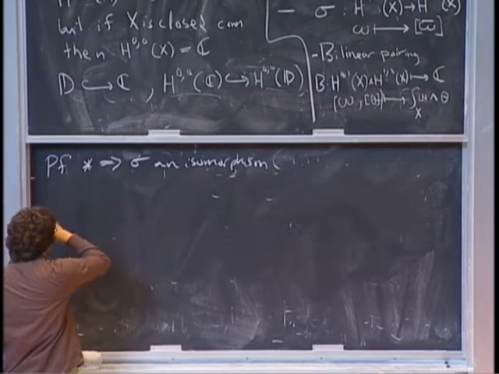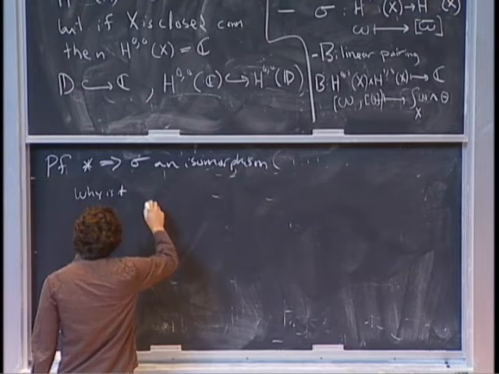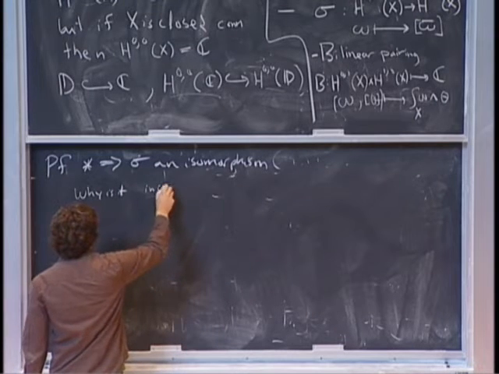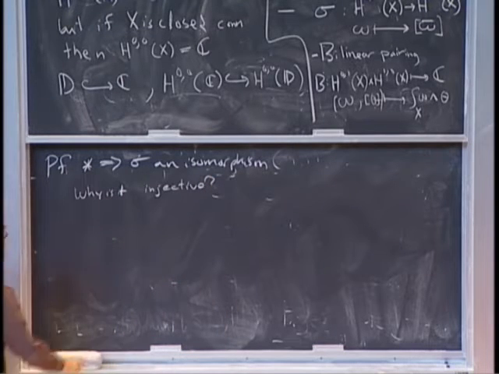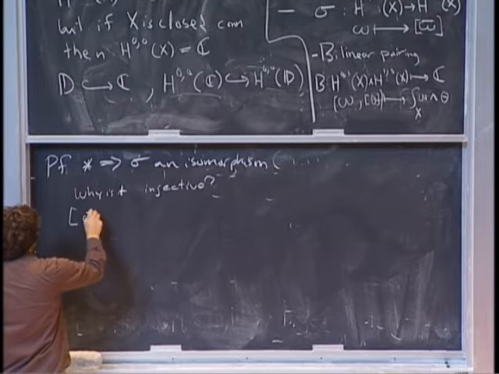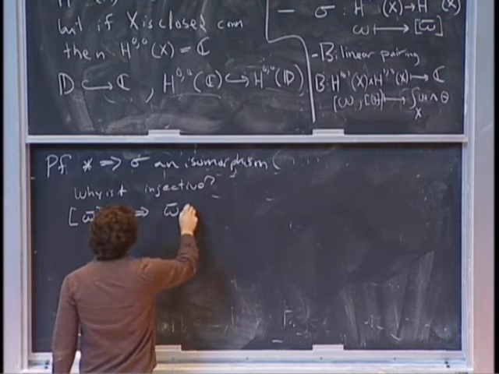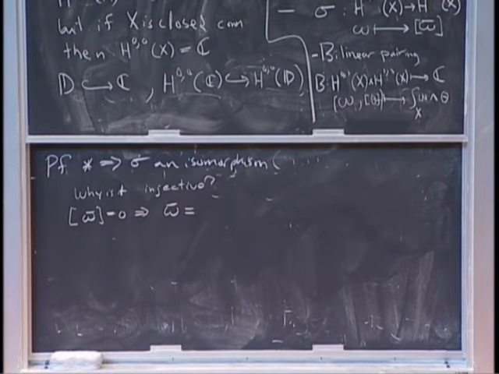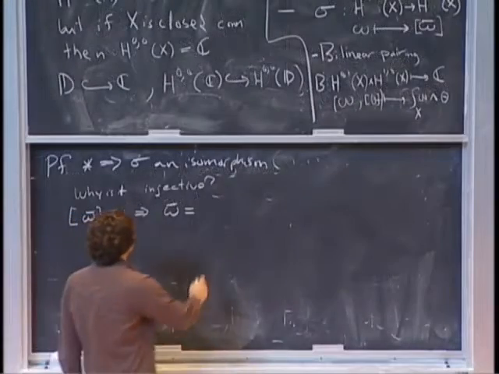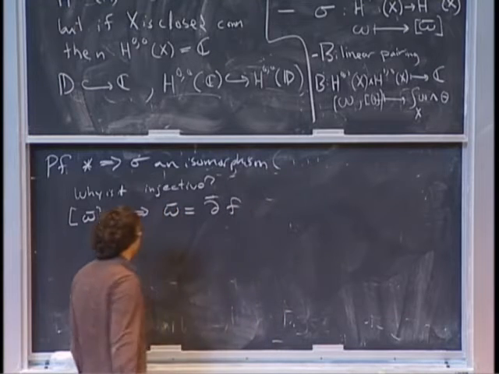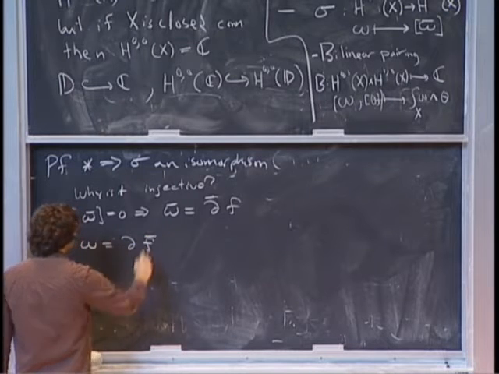So why is it injective? This is not using the main theorem. What does it mean to say that the class omega bar is equal to 0? By definition, it means that omega bar is del bar of some function. But that just means that omega is equal to del of some function f bar, right?